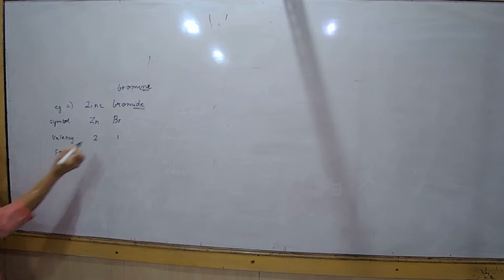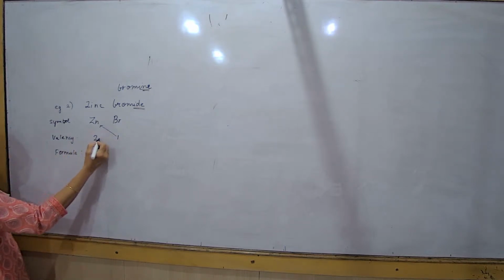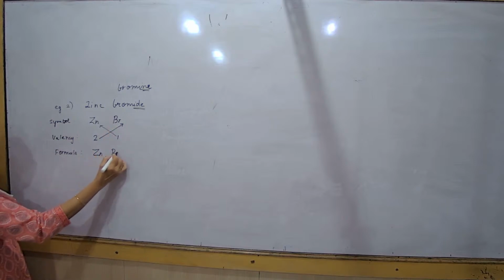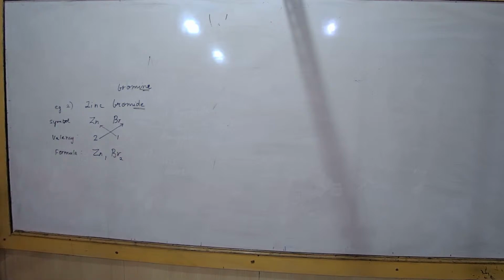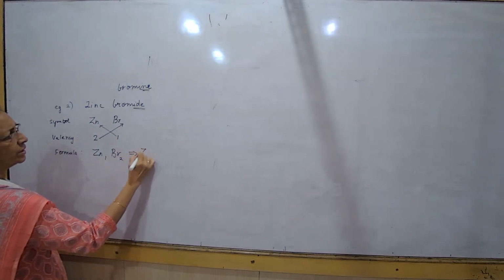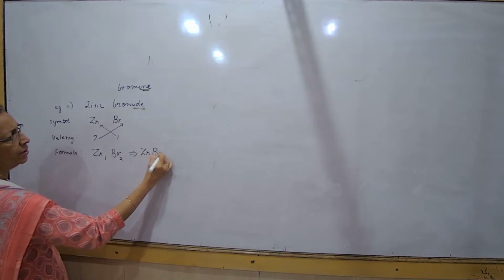Now you see how it is cross multiplying, Abhishek. You see here 1 and that becomes 2. So it is zinc 1 and Br 2. What did I tell you last time? If there is a 1, do we write it as 1? There's no need to write it. So you can just write it as ZnBr2.